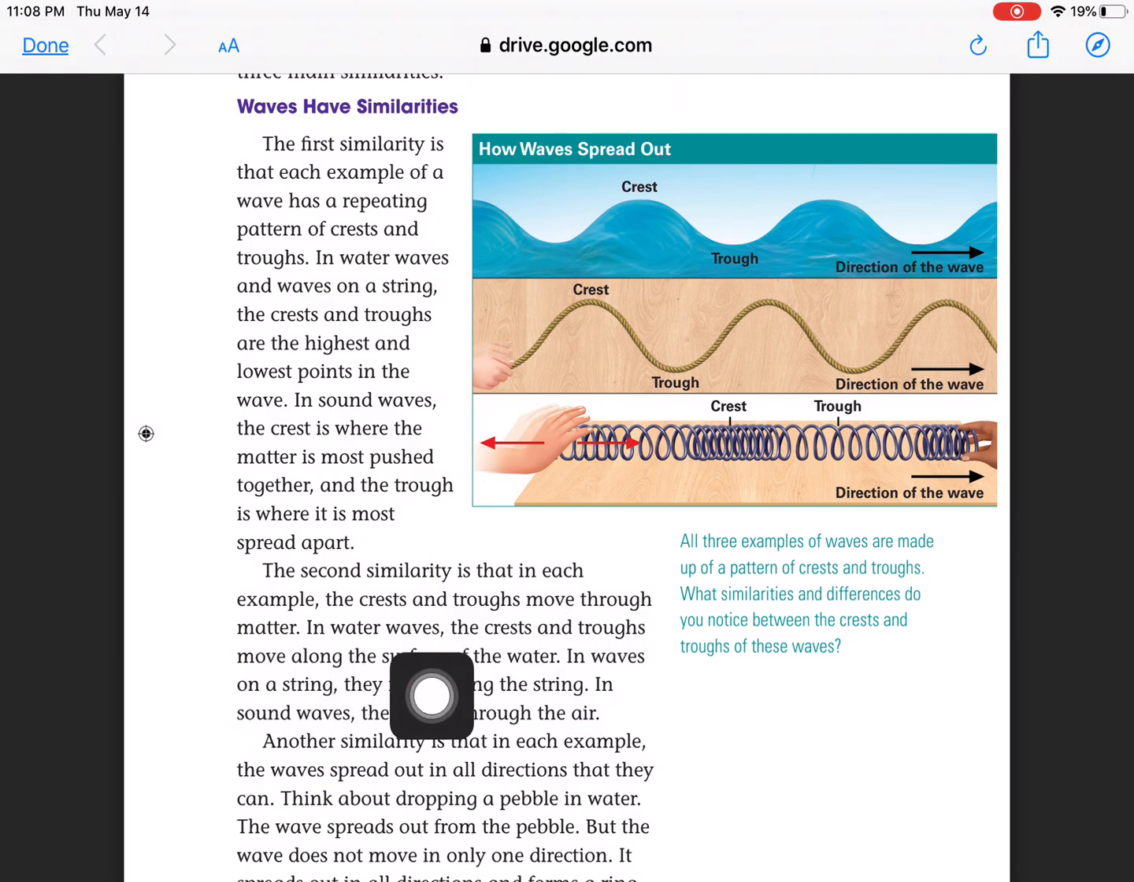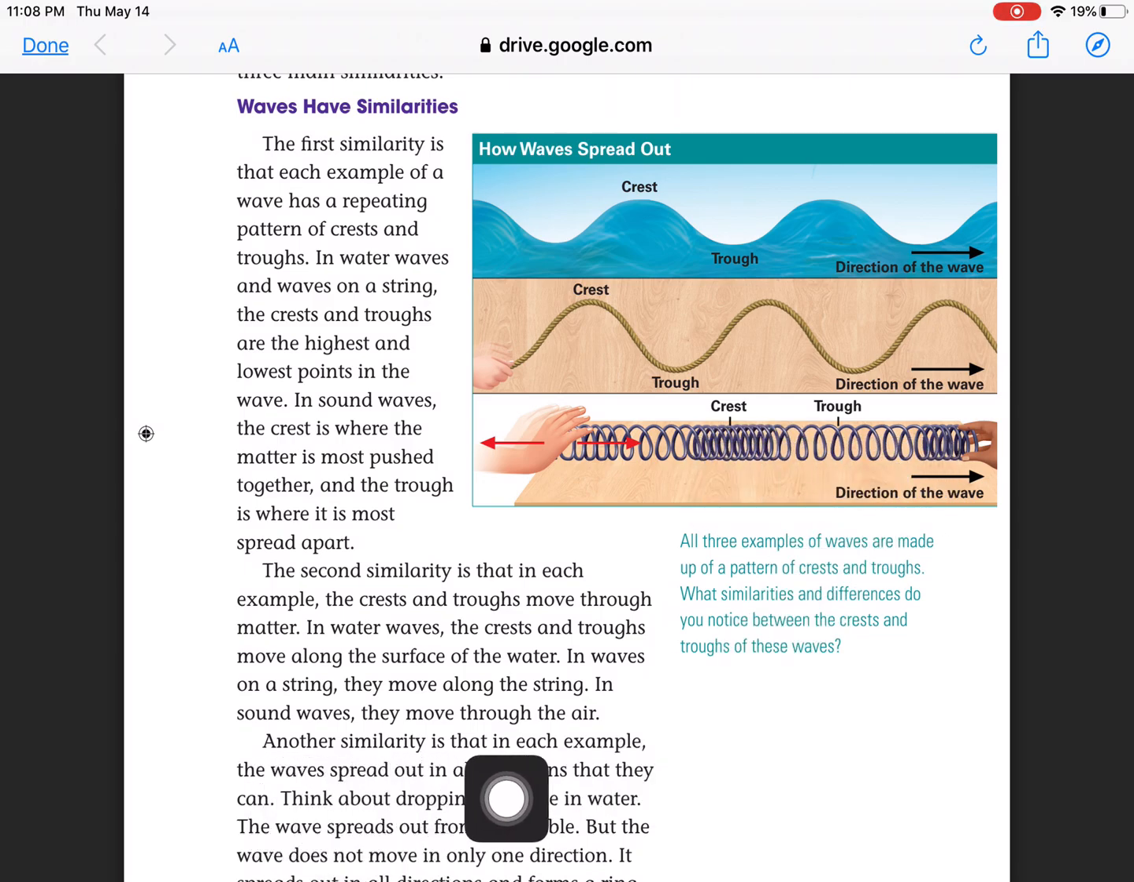In water waves, the crests and troughs move along the surface of the water. And so here, remember, if it was a boat, it would move along the surface. In waves on a string, they move along the string. So remember, we had the yarn tied here, and it would just move along it. It wouldn't move front or back. It would just stay where it's at. Just move with the string. In sound waves, they move through the air. So remember when the yarn was stuck on there.